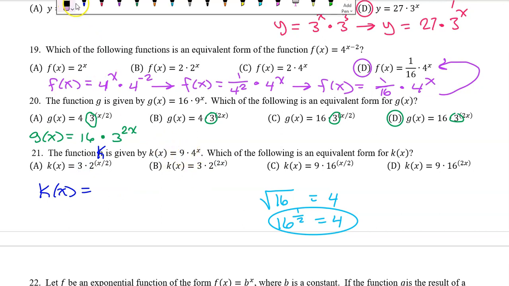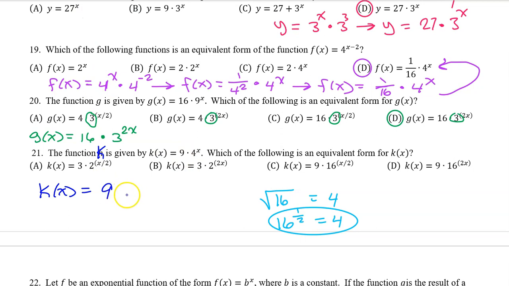So I can bring down this 9, and then 4 can be rewritten as 16 to the 1/2 power. The square root of 16 is 4. There's already an x there, so if I keep the x in the exponent, now I have this. So the answer is C. 9 times 16 to the x over 2 power is the same thing as 9 times 16 to the 1/2 x power.